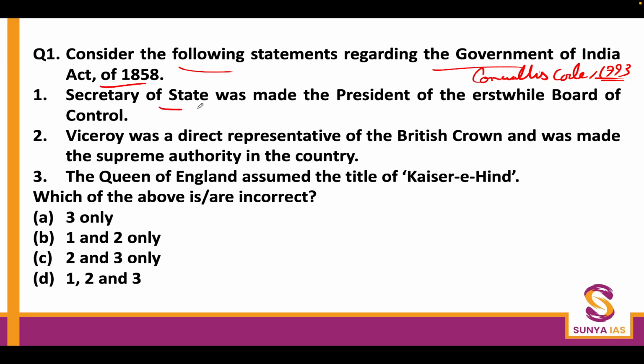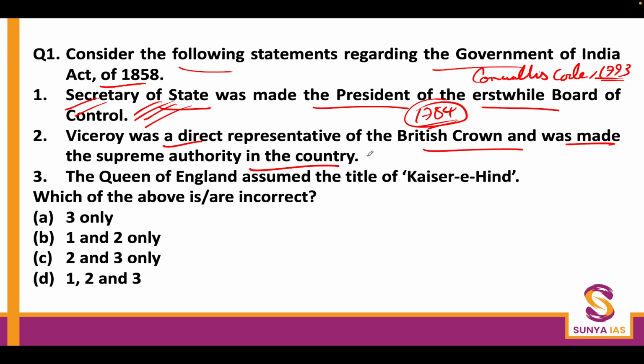So in 1858, the Secretary of State was made the president of the erstwhile Board of Control. This is true. The Board of Control for Political Affairs was actually established in 1784 through Pitt's India Act, and that office was given to the Secretary of State, who was a member of the British Parliament. Okay, so the first statement is right. In a way, this made sure that the British Parliament had a direct say in what was going to happen in India. The Viceroy was a direct representative of the British Crown and was made the supreme authority in the country. This is actually correct.